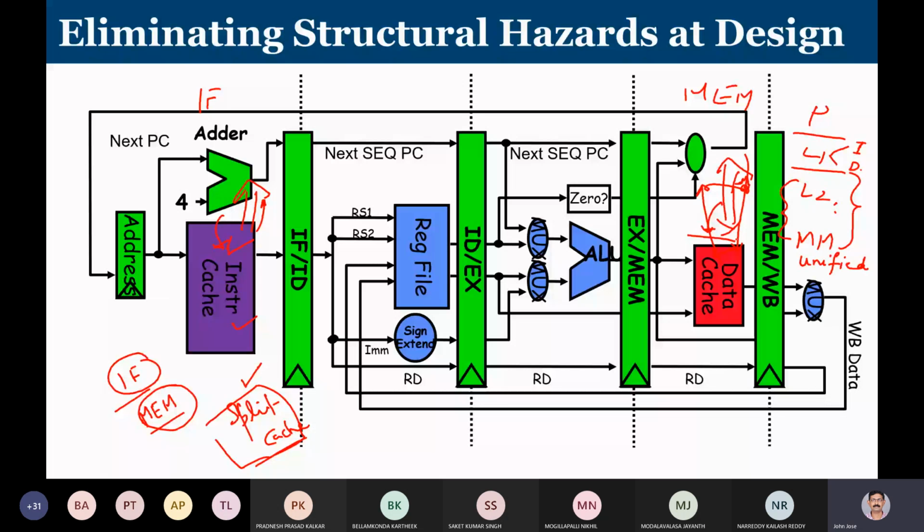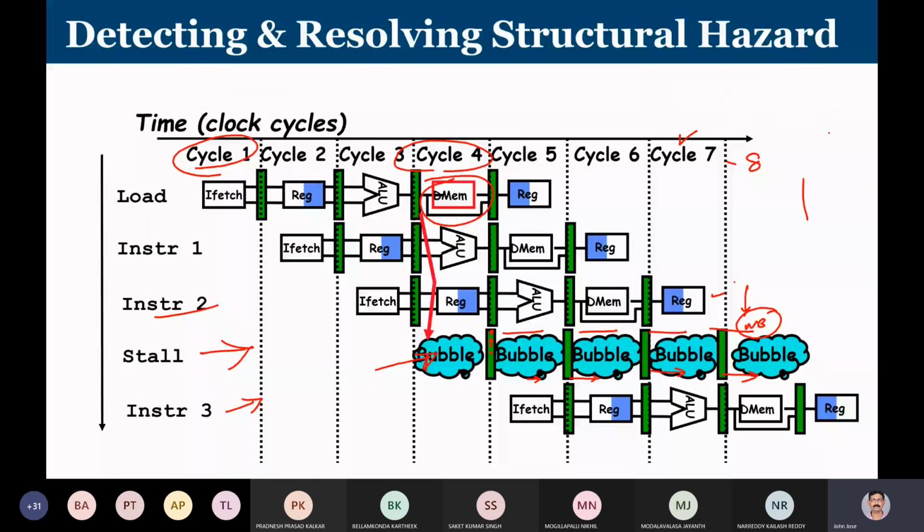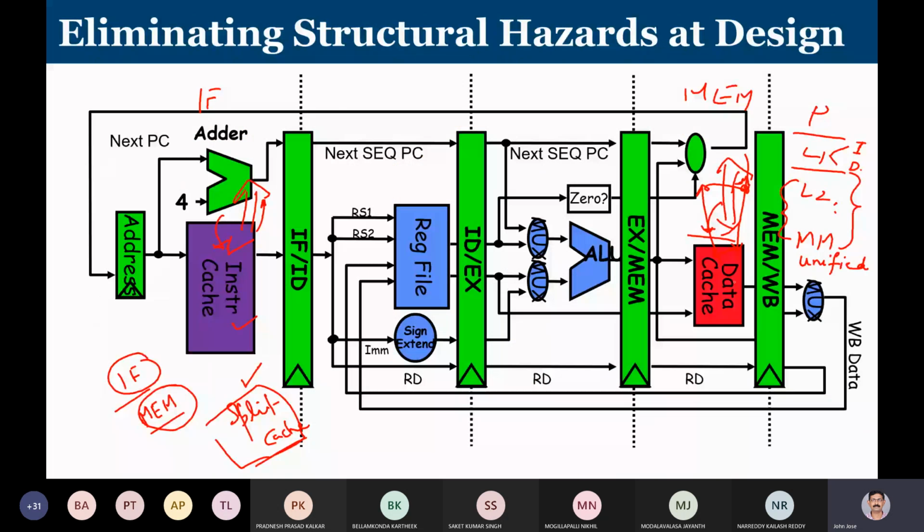There are two approaches that we discuss now. The first approach is introducing a stall. In that case, one of the instructions is penalized. It has to wait. And the second approach is having a separate cache memory for this.